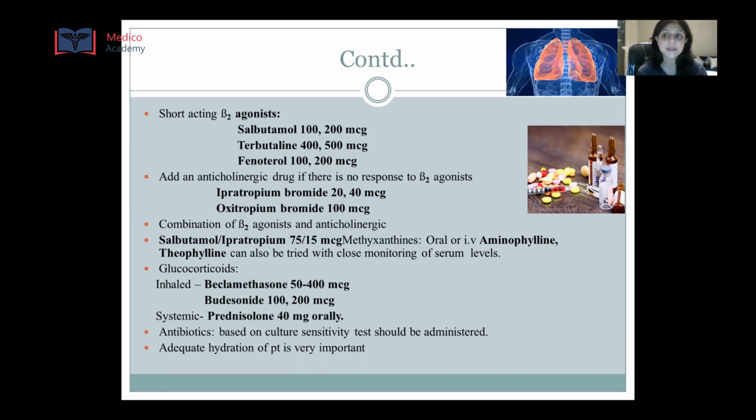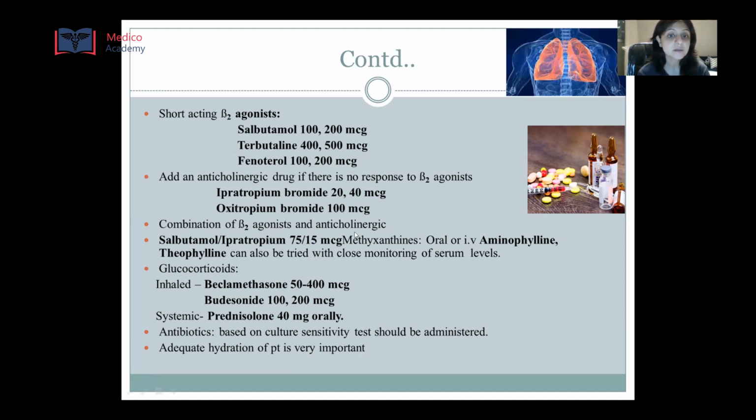So how do we begin therapy in such patients? Of course, the first is your short-acting beta-2 agonists. We have salbutamol 100 to 200 microgram, terbutaline 400 to 500 mcg, fenoterol. If there is no response to these beta-2 agonists, we add an anticholinergic, say for example ipratropium bromide 20 to 40 mcg or oxitropium bromide 100 mcg. So we can all in all use a combination of beta-2 agonists and anticholinergics.